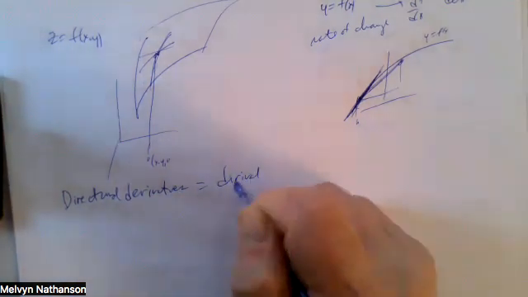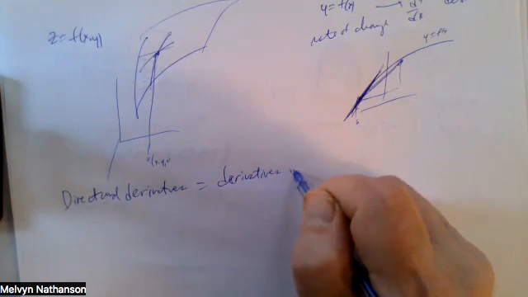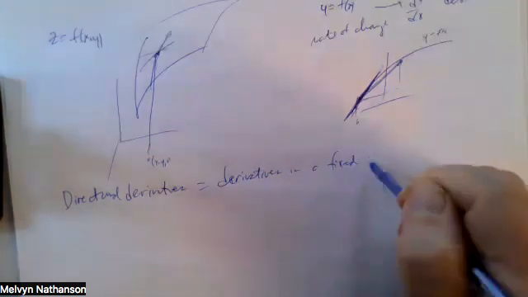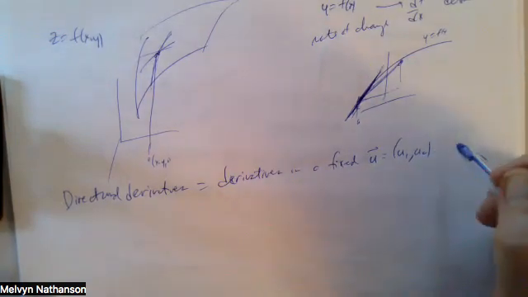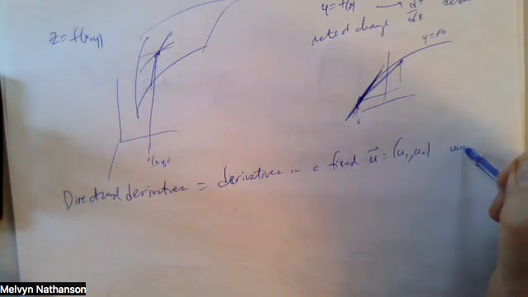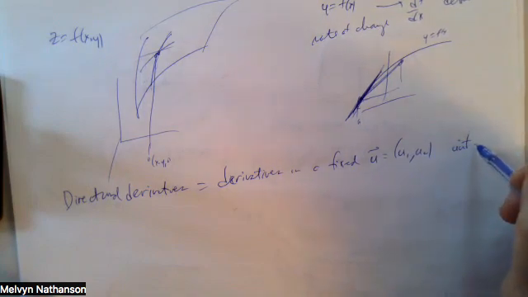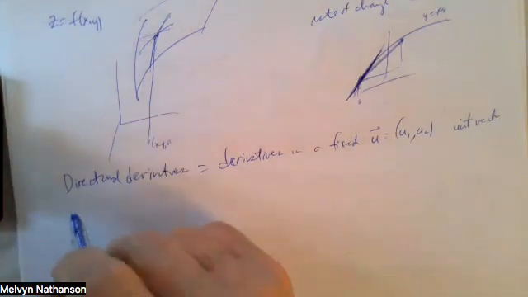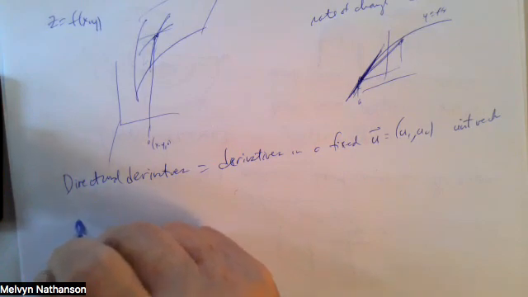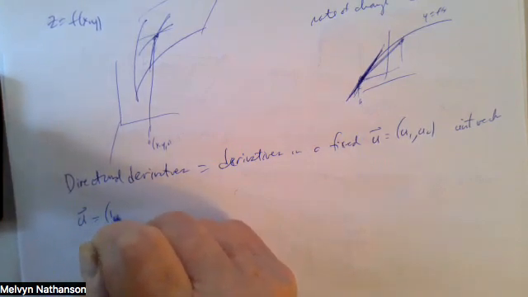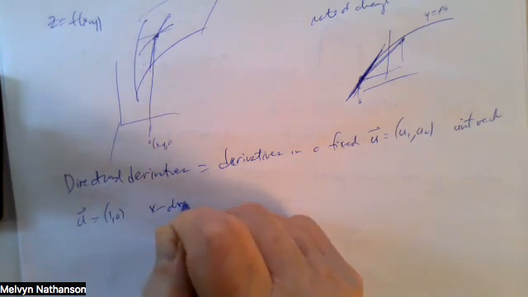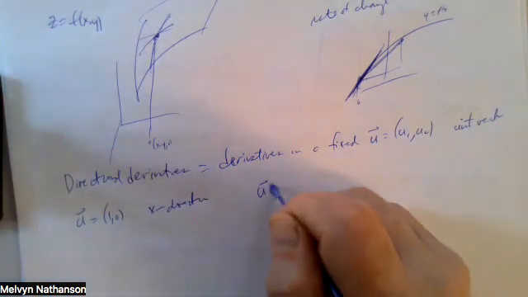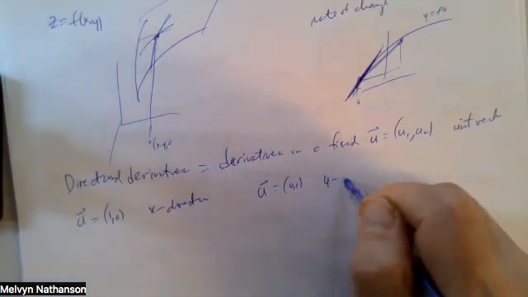Derivatives in a fixed direction u, say (u1, u2), where we take u to be a unit vector. It's a non-zero vector of length 1. And the two simplest cases to start with are when you go in the horizontal direction, (1, 0), so this is in the x direction, or when u is (0, 1), which means you're going in the y direction.